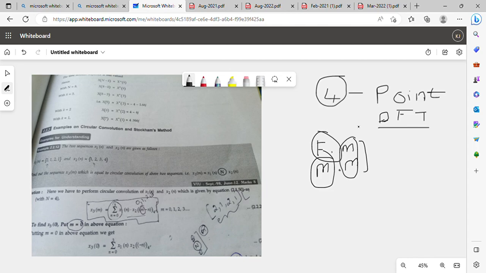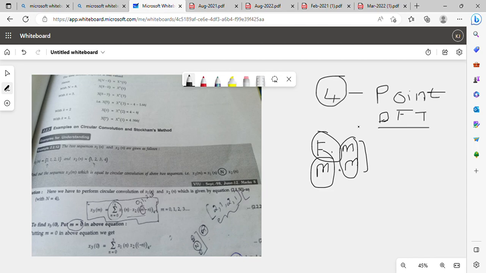That is, finding the 4-point DFT using the matrix method or the formula method, or the 4-point IDFT using the formula method or the matrix method, or having two sequences of 4-point DFTs and finding the resultant circular convolution using the matrix method, the concentric circle method, or the DFT IDFT method. So that is my idea. My basic ideology is to clear all the methodologies with respect to 4-point DFT, right?